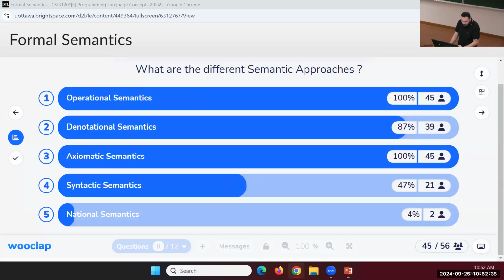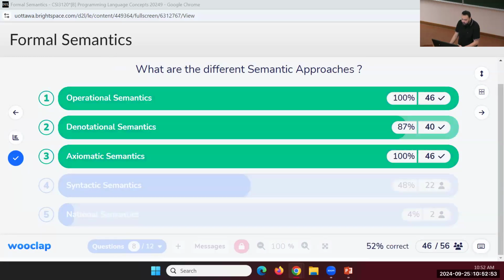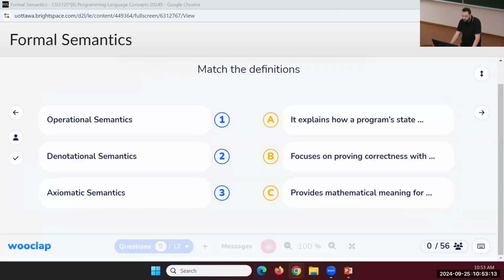So we have operational, denotational, axiomatic, and then there's 21 said syntactic semantics. Only 2 said national semantics. Exactly, that's the wrong thing. If it was Canadian national, it would have worked. So of course, there's nothing called syntactic semantics, because syntactic means syntax, semantics means meaning, but there's something called static semantics, which has nothing to do with these. So the approaches that we saw on the slides are 3: operational, denotational, axiomatic. We said we're going to focus on the axiomatic. She got static semantics.